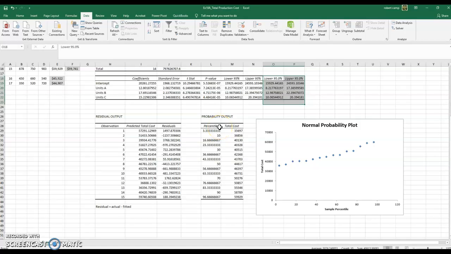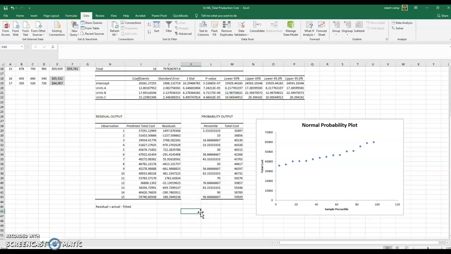But just in the context of the whole conversation, that means that this coefficient, which we've got tagged at 15.22, well, we're 95% sure it's somewhere between 10.06 and 20.39. So depending on probability, things are going to change. That's going to change our regression equation.